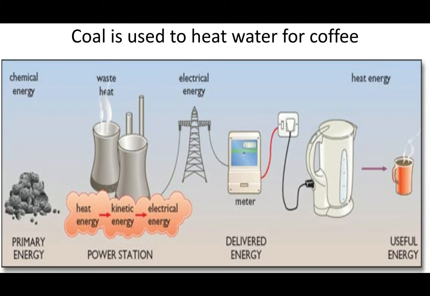That's going to be kinetic to mechanical. The mechanical energy of the turbine is going to spin a generator. The generator is going to create electricity using magnets and copper wire. So that is going to be mechanical energy to electrical energy.